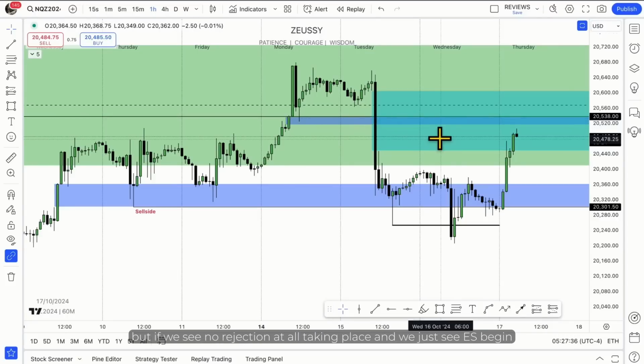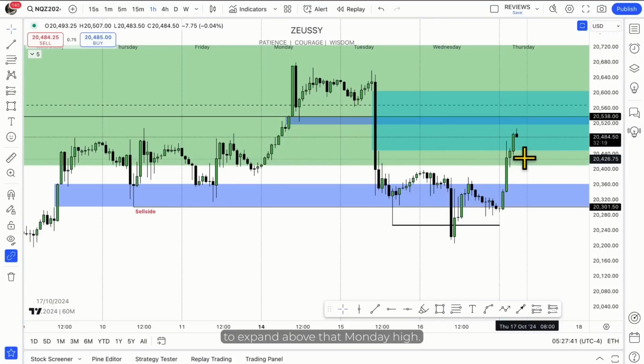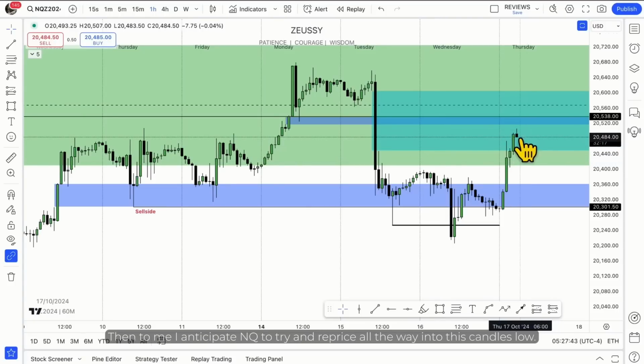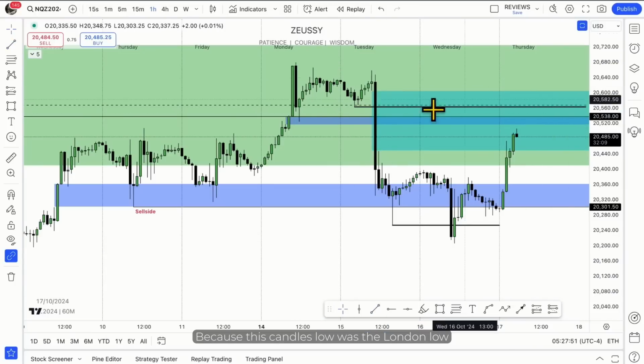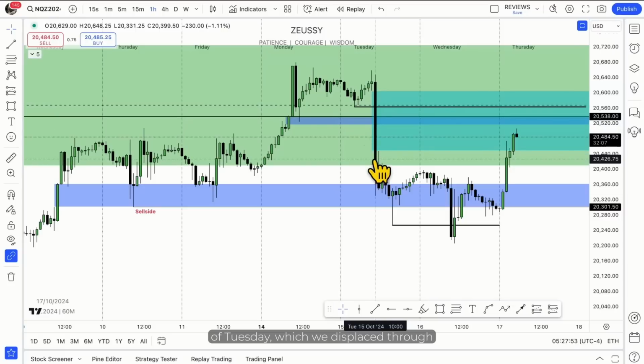But if we see no rejection at all taking place and we just see ES begin to expand above that Monday high, then to me I anticipate NQ to try and reprice all the way into this candle's low, because this candle's low was the London low of Tuesday, which we displaced through with that hourly CB. Now, that right there.